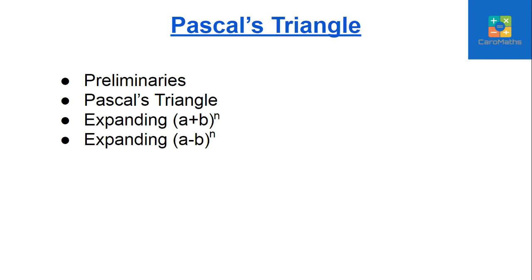In particular, I'm going to take you through a couple of preliminaries, just a couple of things that I think you should be aware of before we start. Then we're going to build Pascal's triangle itself, and finally we're going to use Pascal's triangle to expand (a + b)^n and (a - b)^n, together with an example for each. So let's start.